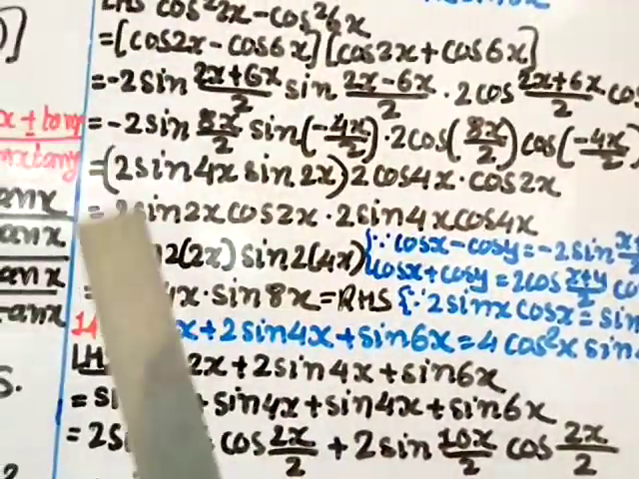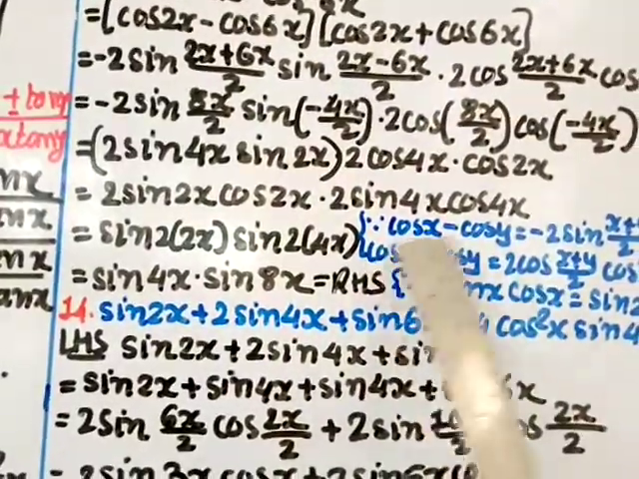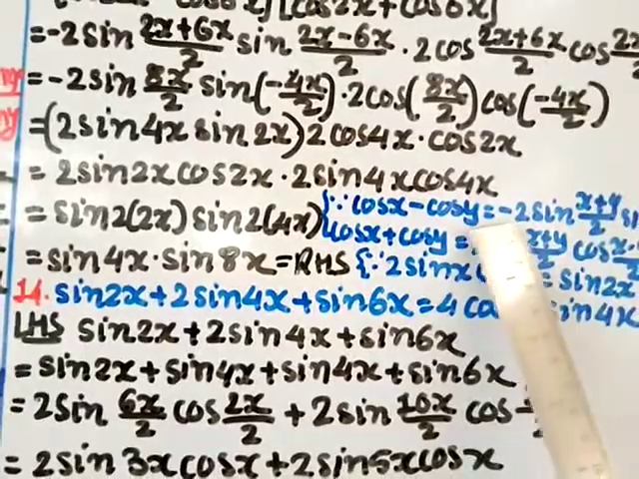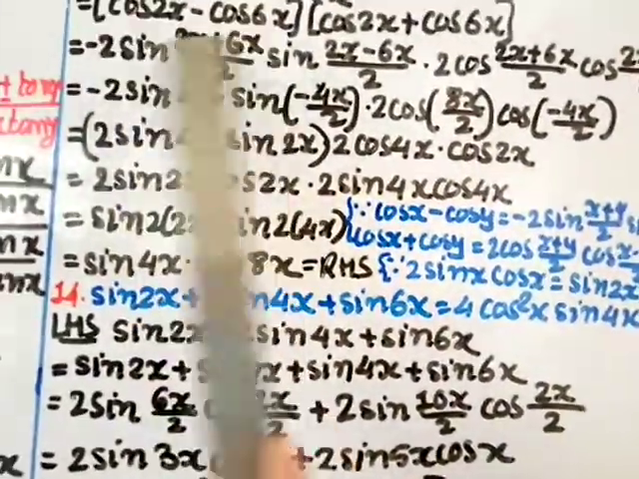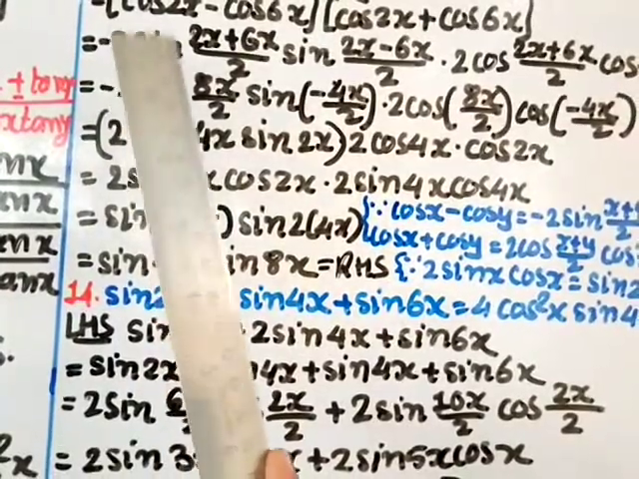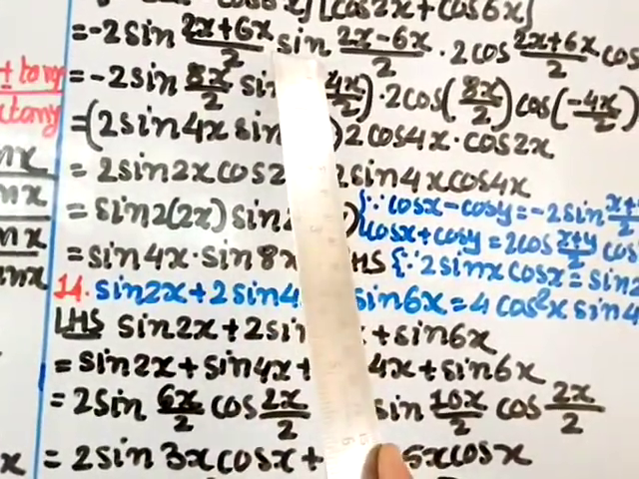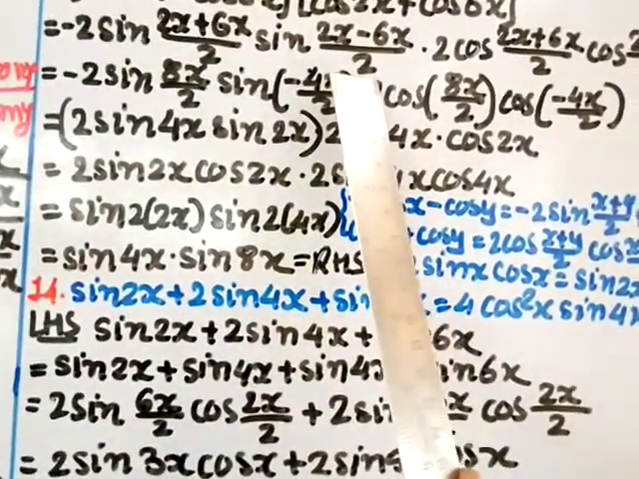So here I am going to use the formula cos minus cos and cos plus cos. So cos x minus cos y equal to minus of 2 sin (x plus y)/2 sin (x minus y)/2. So I will use here minus 2 sin (x plus y)/2. So (2x plus 6x)/2 into sin (x minus y)/2, so (2x minus 6x)/2.